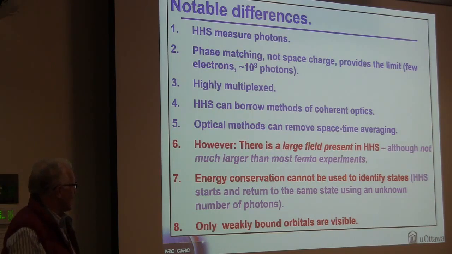Energy conservation can't identify final states as you can in photoelectron spectroscopy. And only weakly bound orbitals are visible. So those are differences, and I thought it was worthwhile stating them, and letting you think about the connection between what we're learning here and what this whole field of photoelectron spectroscopy is.